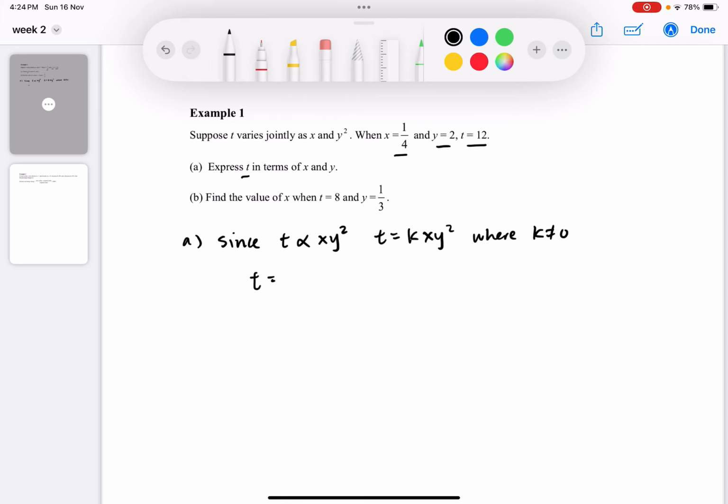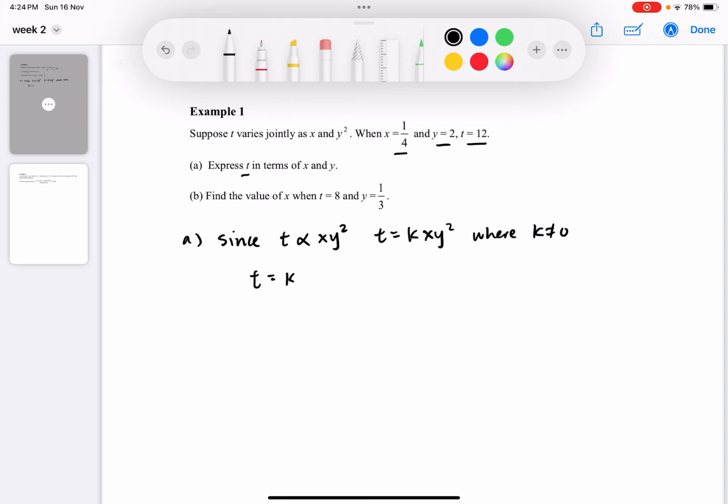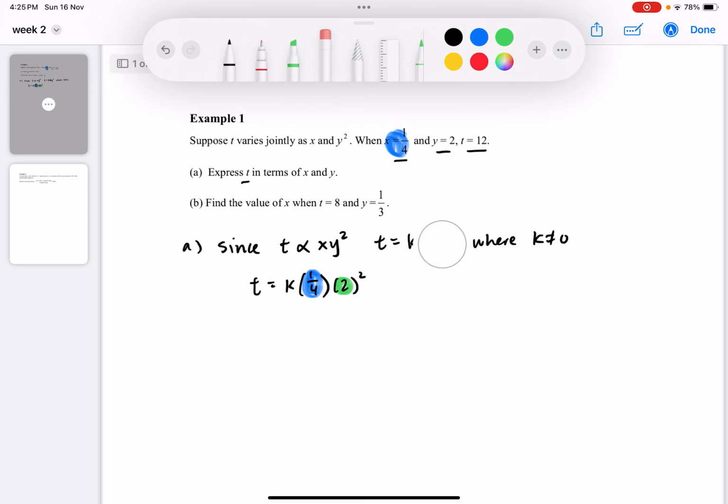So t in here, we have k, which we don't know, and x will be a quarter, y would be 2 squared. So we have blue, that's our x, and I got it from here. And our green, 2, that's our y, and we got it from here. Then we do the math, and that would be k times a quarter times 4.